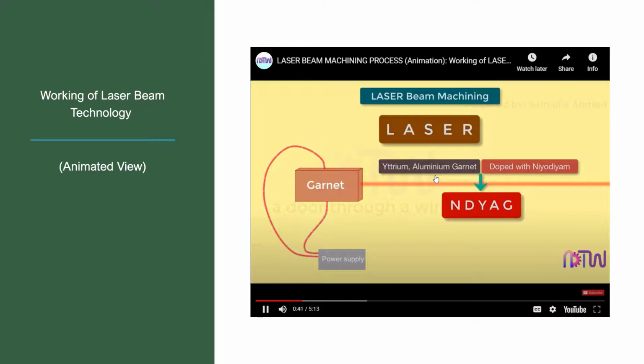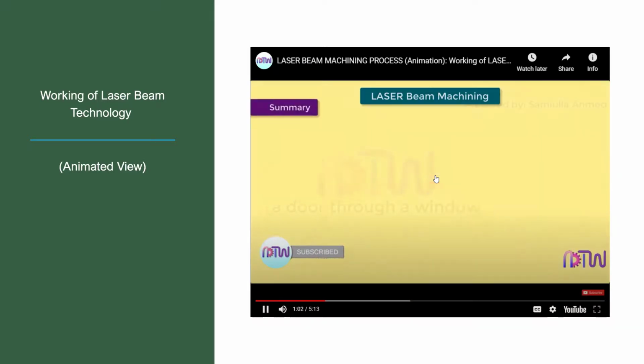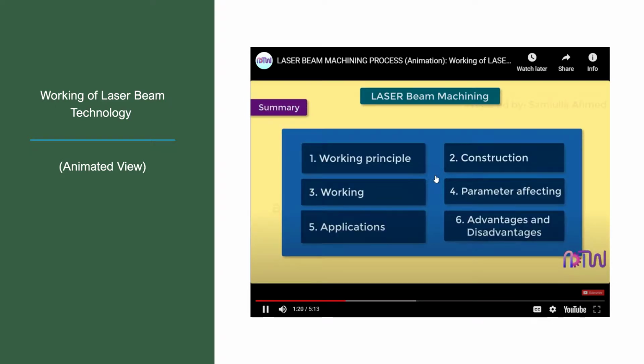These excited electrons emit photons. Photons are the particles of light, and these emitted photons form a concentrated beam of light, forming a laser. Laser beam machining is best suited for machining brittle materials with low conductivity, but can be used on almost every material. To understand the laser beam machining process, watch this video till the end. This video will cover the following: parameter effect, advantages and disadvantages.